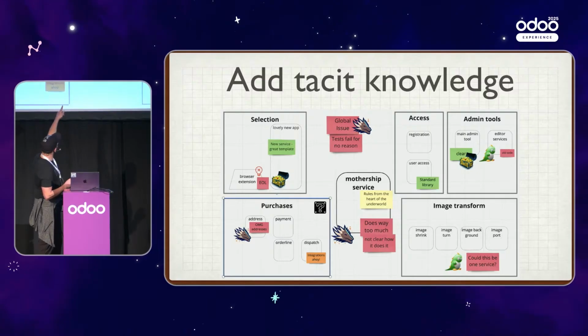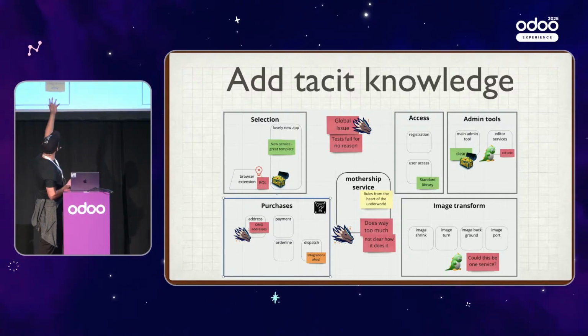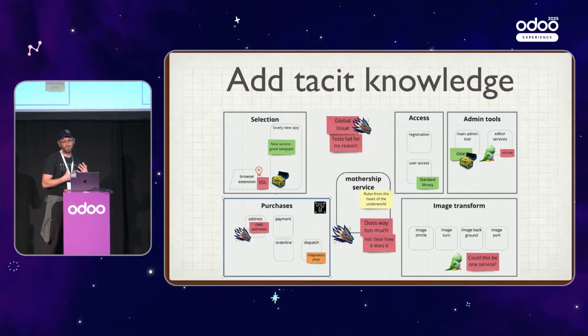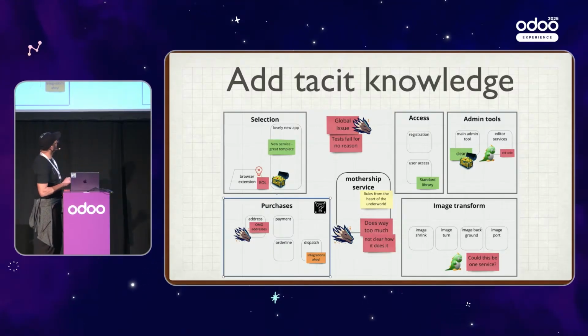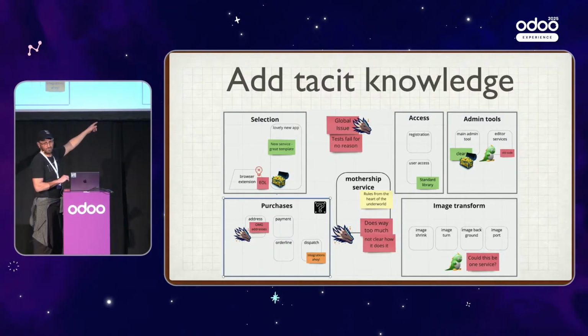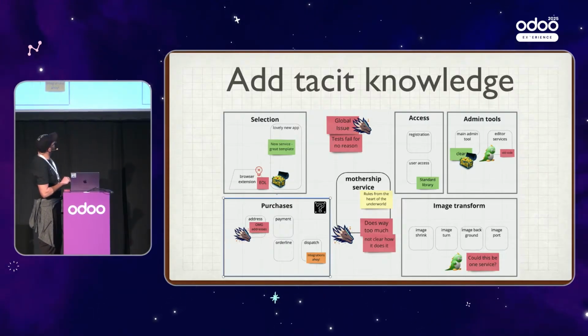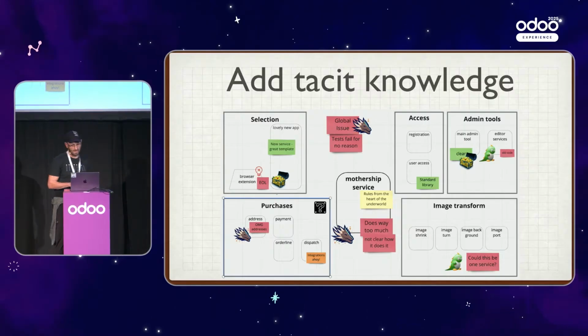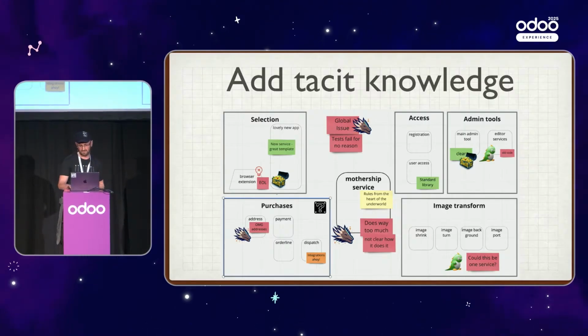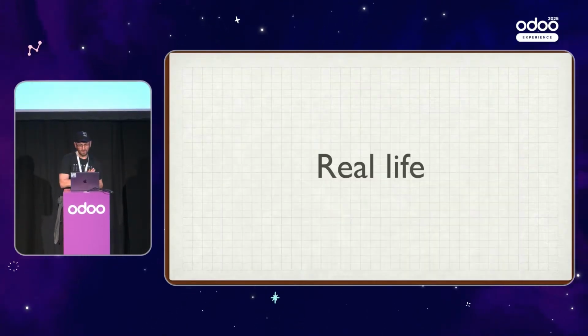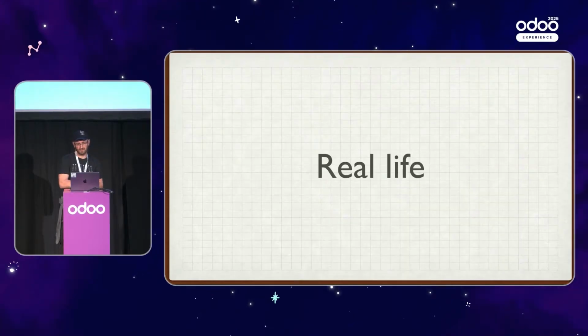You can see the mothership service, as we thought, does way too much. It's not clear how it does it. There's a global issue. Tests fail for no reason everywhere, so there's something wrong with the test framework. Over there, the image transform, why is it not one service? So you can see we've got some gold. The main admin tool, new code, the team loves it, really pleased. They've got a standard library, so they can think about how they make the changes. So that's a really quick version of how to build a map.